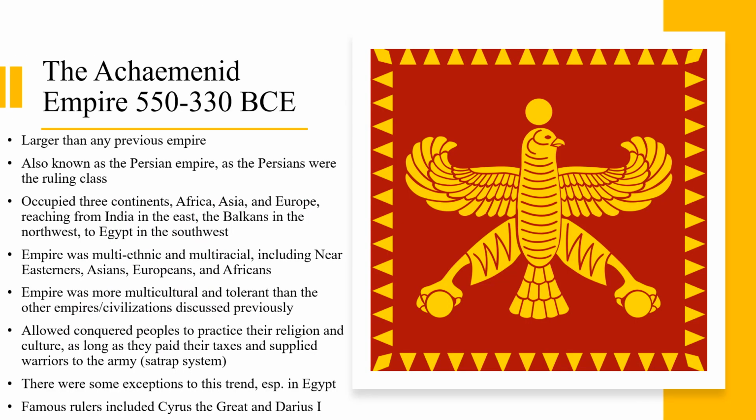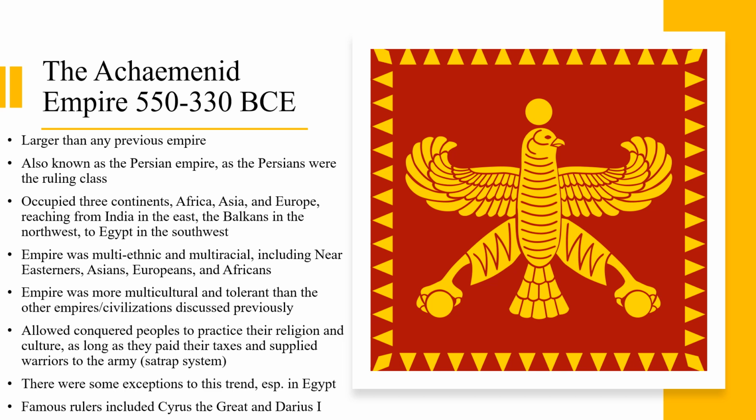Now we'll discuss the Achaemenid Empire. The Achaemenid Empire, which lasted from about 550 to 330 BCE, was larger than any previous empire in world history. Also known as the Persian Empire, since the Persians were the ruling class of the Achaemenid Empire.